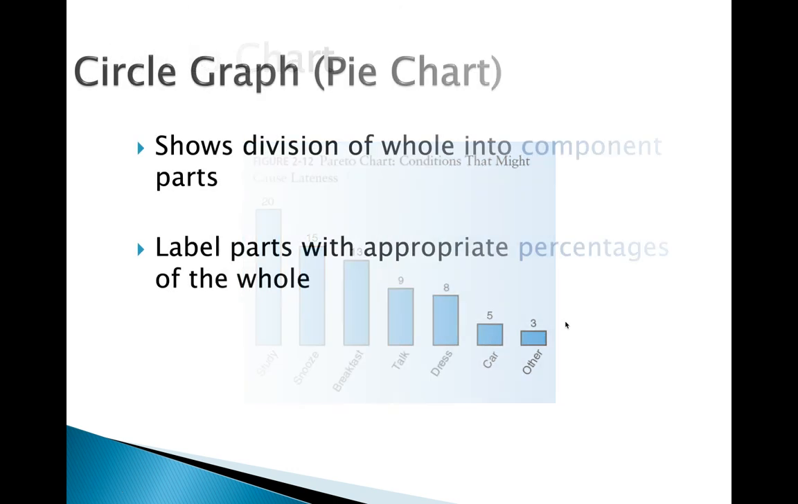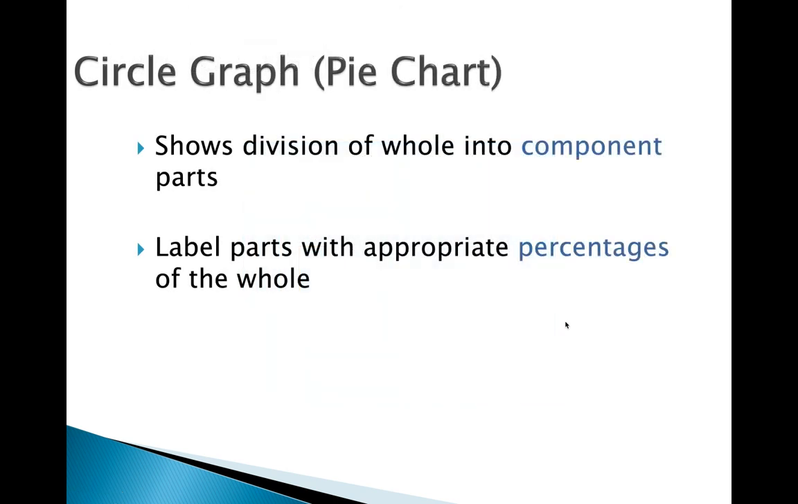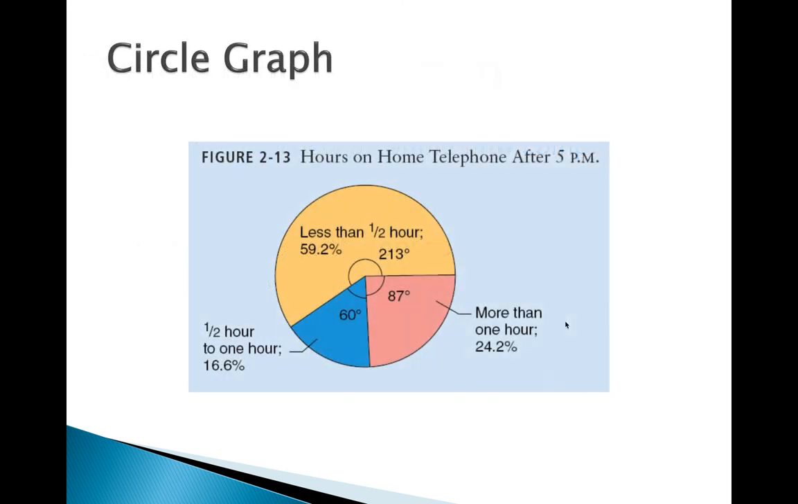least frequent. A circle graph or pie chart shows the division of a whole into component parts. You want to label the parts with appropriate percentages of the whole. The main thing that you have to make sure with a pie chart is that no one observation can fit into two different pieces of the pie. Okay, that's a really critical thing.